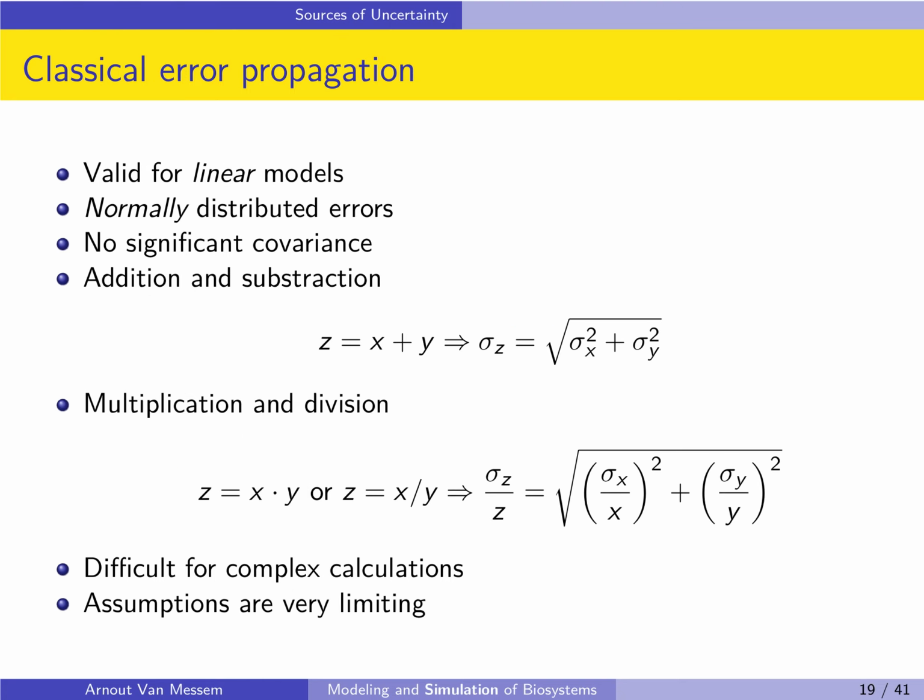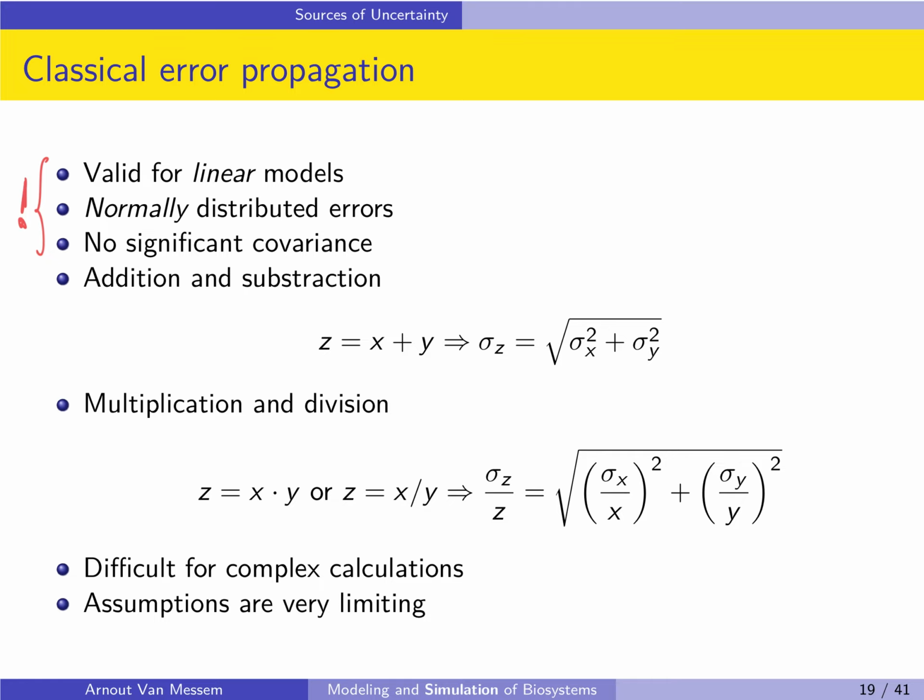Classical error propagation is just basic statistics, so what we have seen as properties for errors or standard deviations. This classical error propagation is only valid for linear models. The errors should be normally distributed, and ideally there is no significant covariance. So we have three very limiting assumptions.